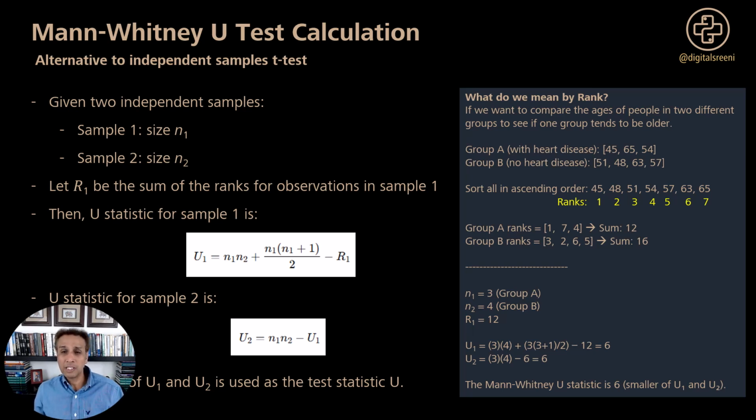Okay, now let's go one level deep so we can actually look at some test data on the right hand side. I apologize for a lot of text. Hopefully animation should help, but you can pause and go through it at your own pace. So first of all, what do we mean by rank? On the left hand side, I talked about, okay, R1 be the sum of ranks. What the heck is rank?